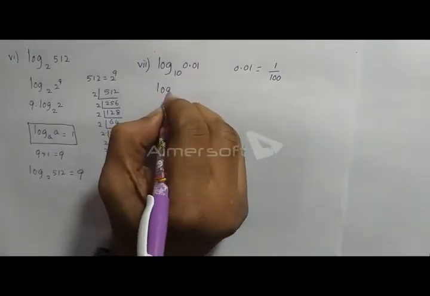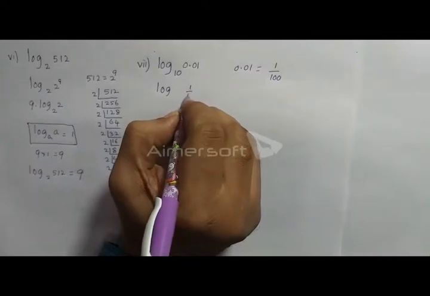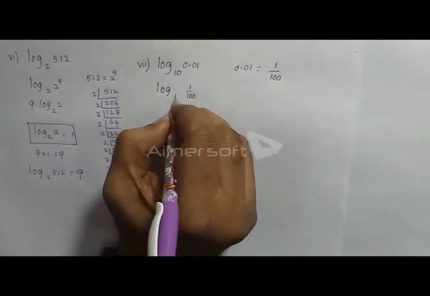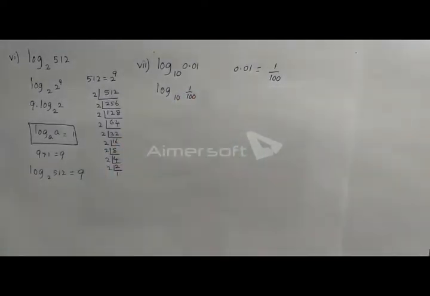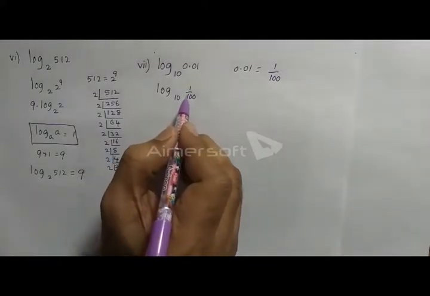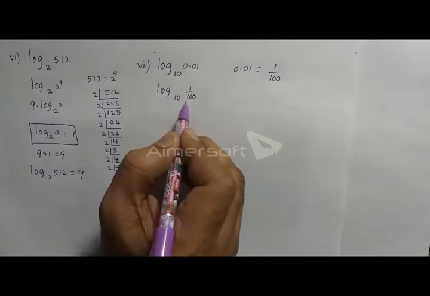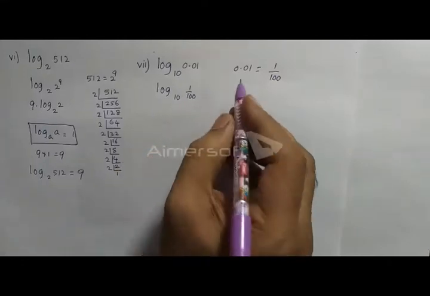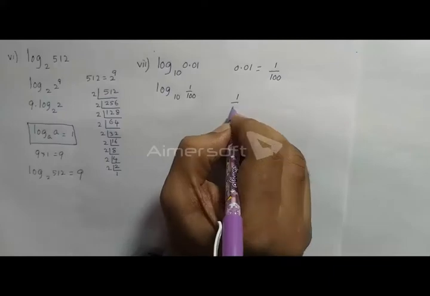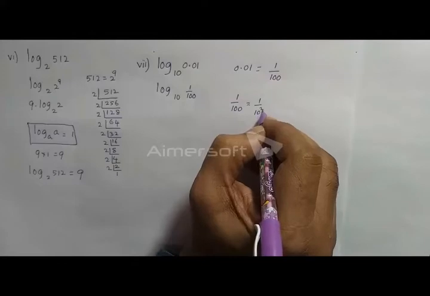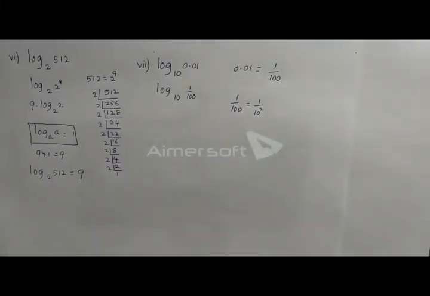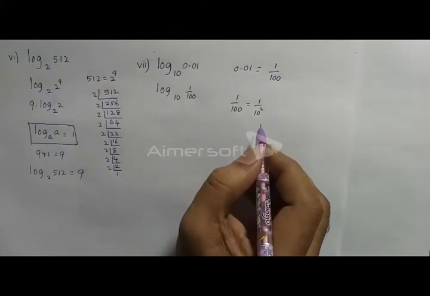Log 1 by 100 base 10. Are these equal? No. These are not equal. We have to make the number as 10. We have to write the number as 10. So what we have to do now? Observe here. Can we write 1 by 100 as 1 by 10 square? Yes, definitely we can write 1 by 100 as 1 by 10 square.